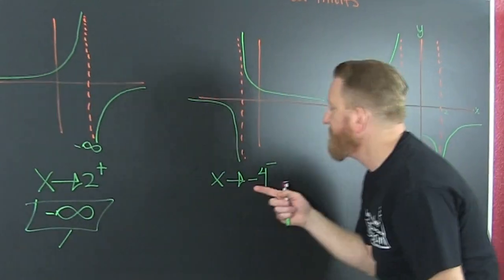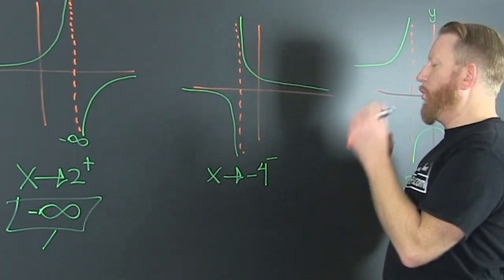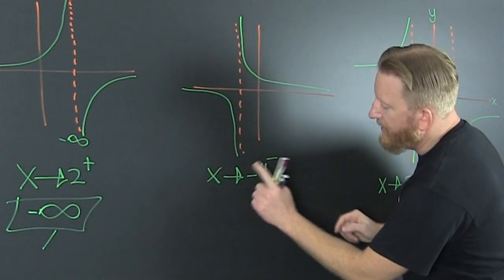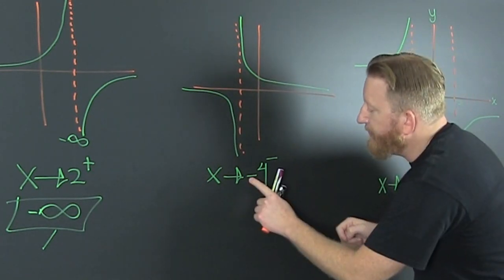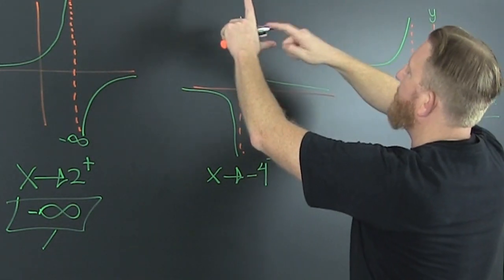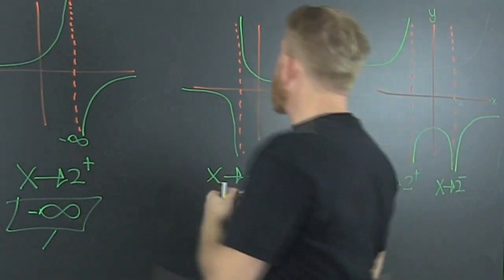What do I see? Whoa, so many negatives. That's negative 4 from the left. Which one's left? That one's left. So you're coming from the left, and x is going to negative 4.